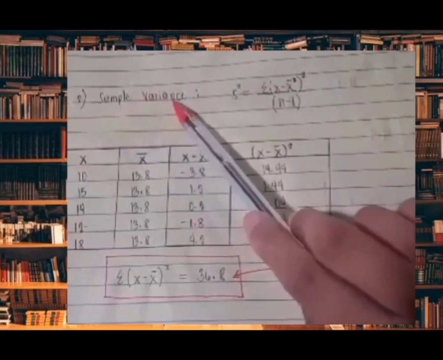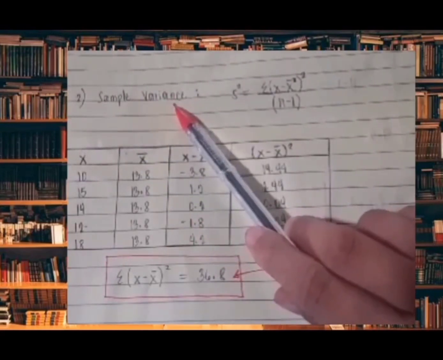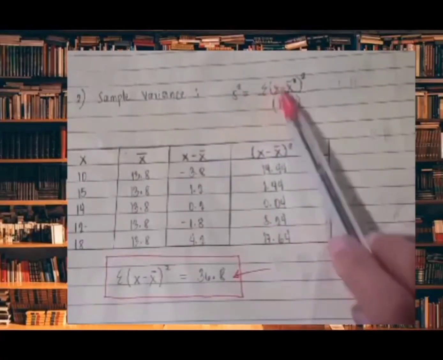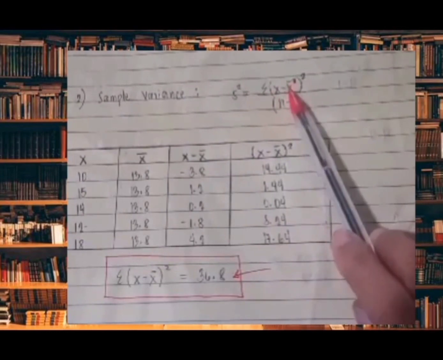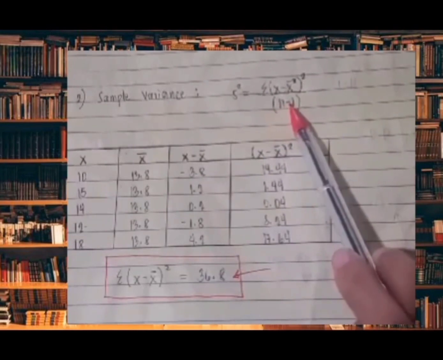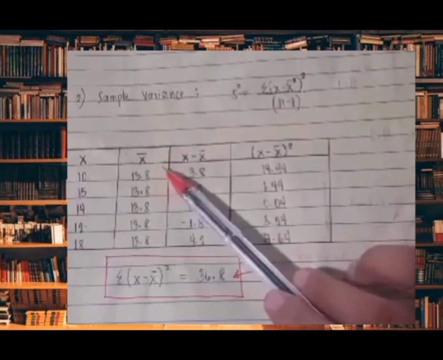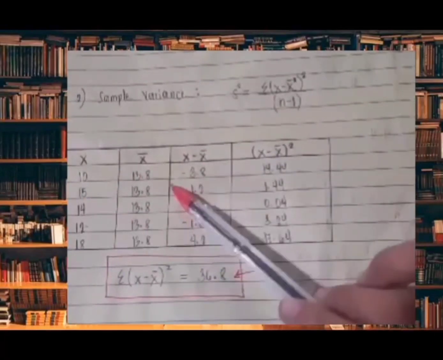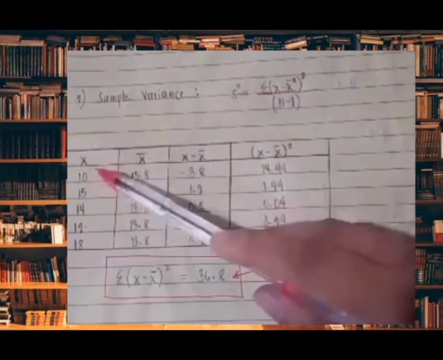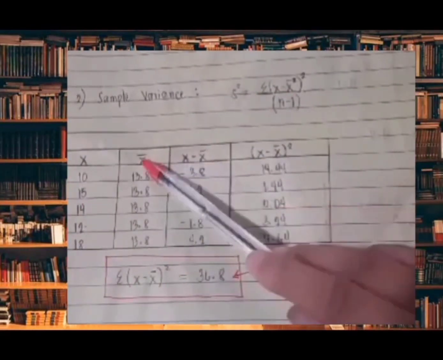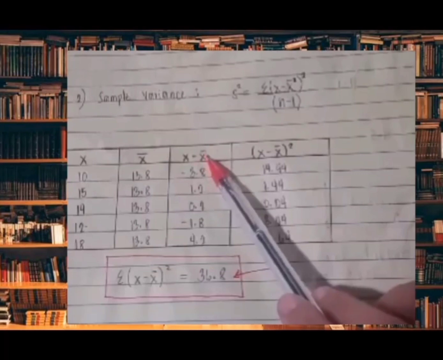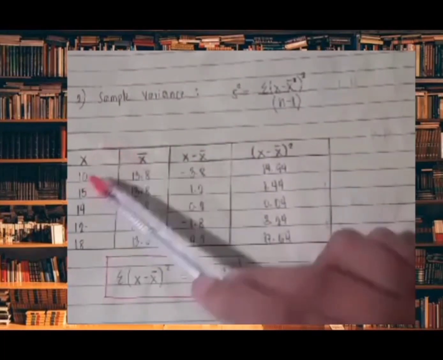Second, sample variance. By computing variance, this is the formula: sample variance equals the summation of x minus x bar squared divided by the size of all numbers minus 1. In calculating the variance, we may use a table to write the set of data accurately. So this is the table. The x and x bar are given. To find x minus x bar, we need to subtract these two.